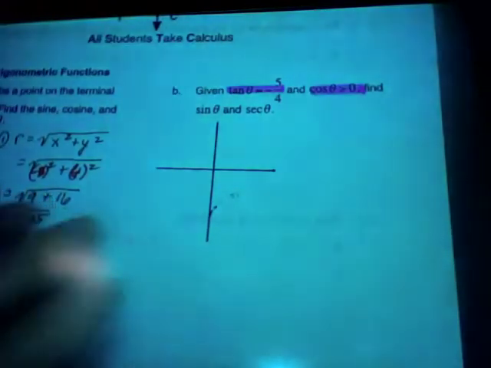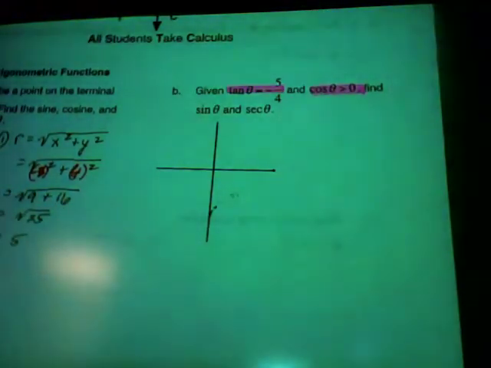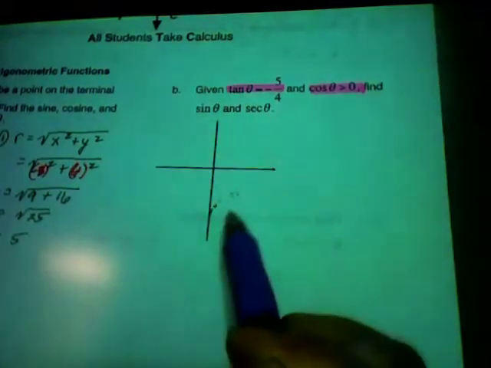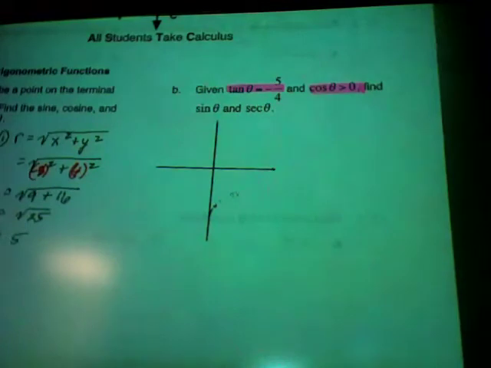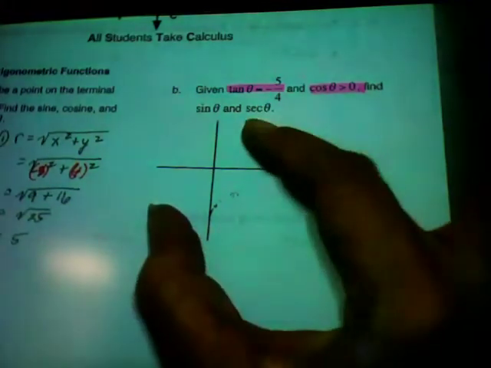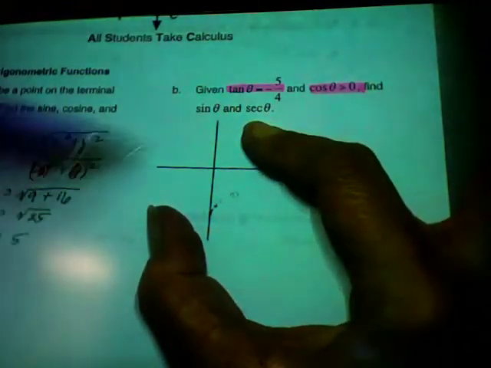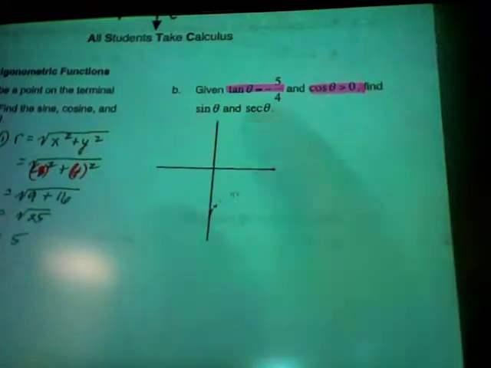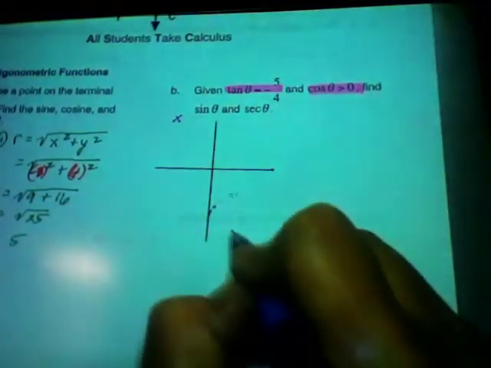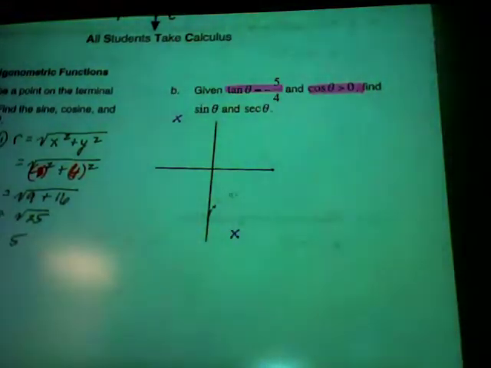And let's talk about the parameters that they've given us. And I'm going to put x's on here. Where would tangent be negative? All students take calculus. I like to think of where's tangent positive first. Where's tangent positive? First and third, right? So doesn't that mean that tangent is negative in second and fourth? So I'm going to put an x here and an x here for where tangent is negative.